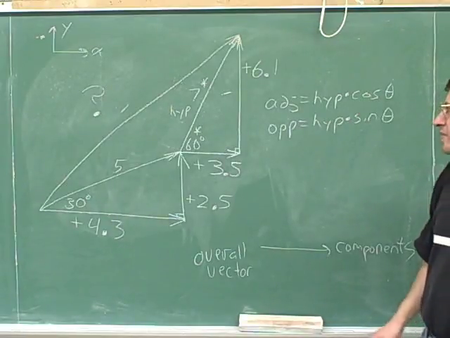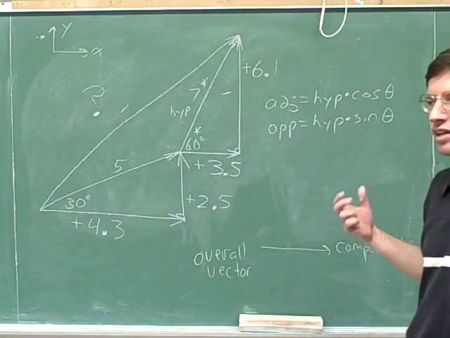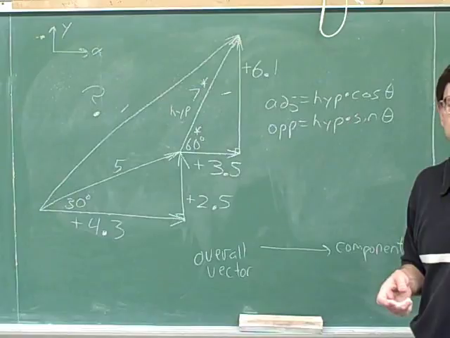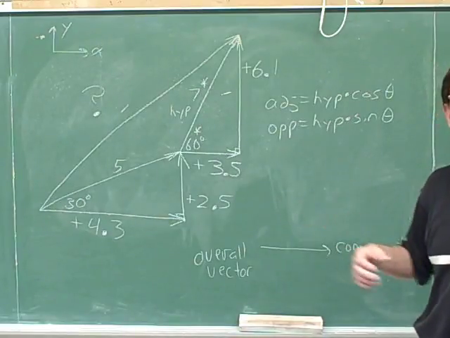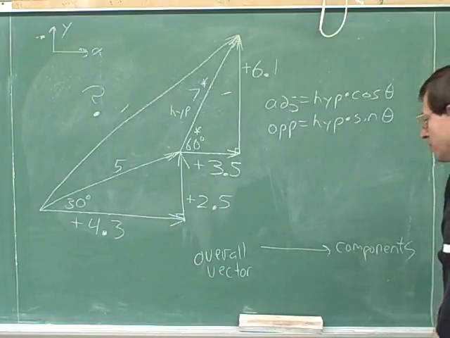Remember that if you ever forgot these two equations, you could go back to the original definitions of sine and cosine. Cosine is adjacent over hypotenuse, sine is opposite over hypotenuse. If you cross-multiply those equations, you'll get these equations, which are our standard equations for finding components.